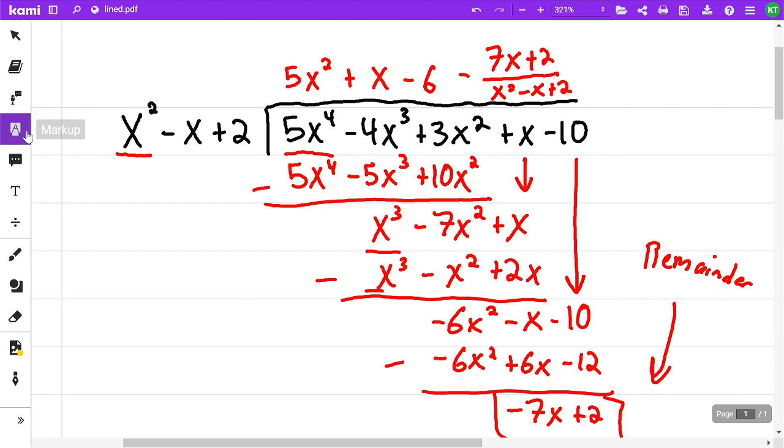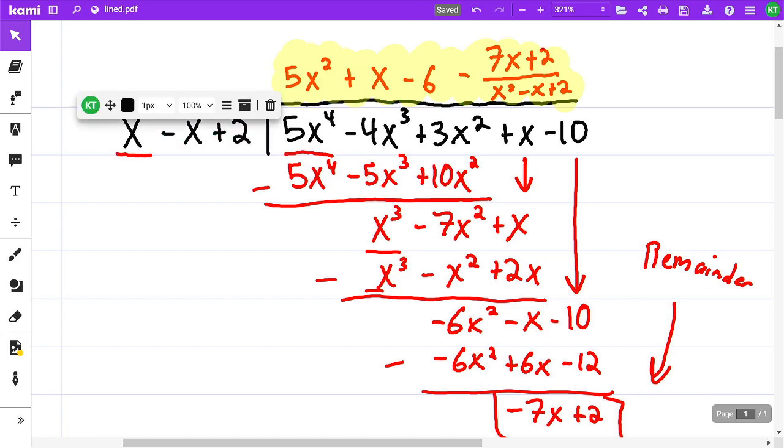And so again, this works just the same way as we did when dividing using a binomial, but in this case, we're just starting with our x squared term.